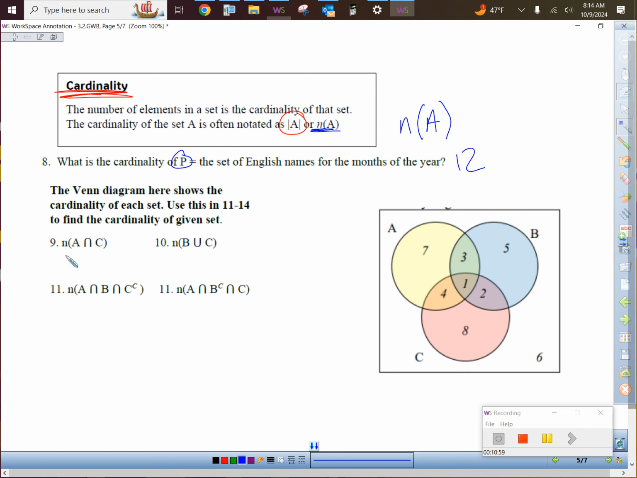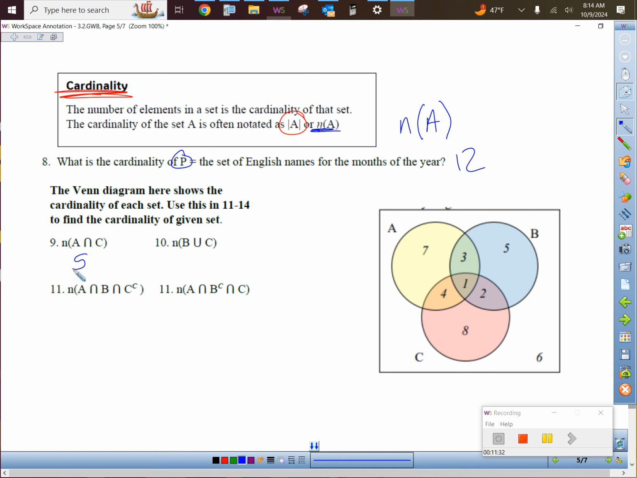This one here says, use this Venn diagram over here. What is the number of elements in A intersection C? Well, I can go show you where A intersection C is. Isn't A intersection C right here? Isn't that where A intersects C in that little spot? There's 4 elements in this one spot and 1 element in another spot. What is the number of elements in that intersection? 5. All right, you're just adding things together.